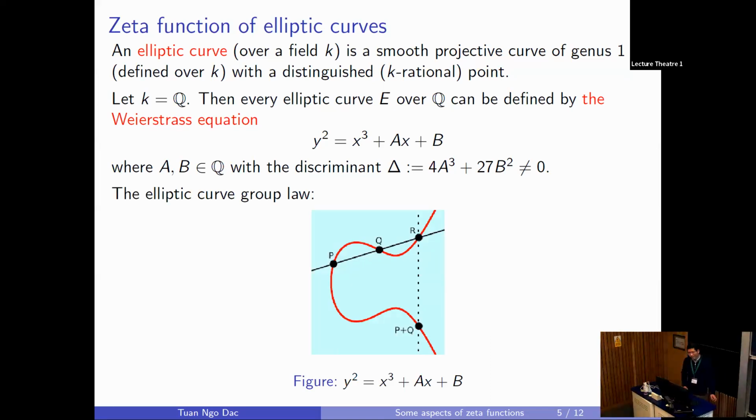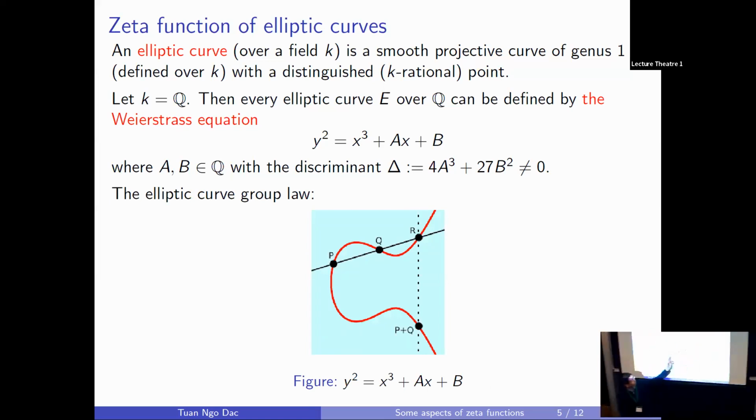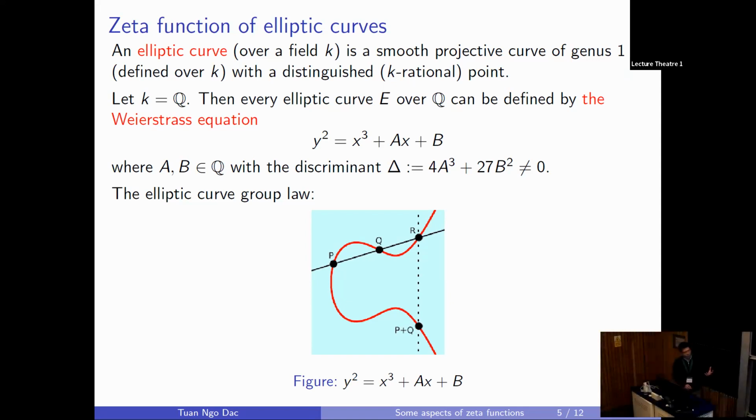So why are elliptic curves so fascinating for number theory? Because we have a group law on this curve. So here you have the elliptic curve. For the group law, you take two points P and Q. Because you have something cubic, the line goes through another point, and you take the opposite of this point to define the sum. So you have a group law on elliptic curves.